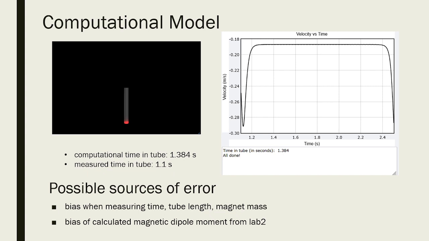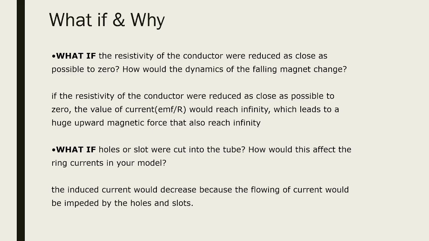So there are some possible sources of error. Bias may happen when I'm measuring the falling time, the tube length, and the magnet mass. And there might also be bias in the calculated magnetic dipole moment from the lab tube.